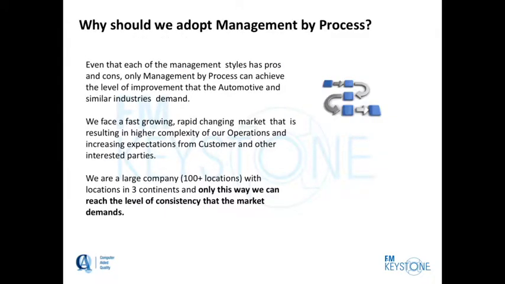Why should we adopt management by process? Given that each of the management styles has pros and cons, only management by process can achieve the level of improvement that the automotive and other similar industries demand. We face a fast-growing, rapidly changing market that is resulting in higher complexities of our operations and increasing expectations from customers and other interested parties. We are a large company, 100+ locations, with locations in 3 continents, and only in this way can we reach the level of consistency that the market demands.